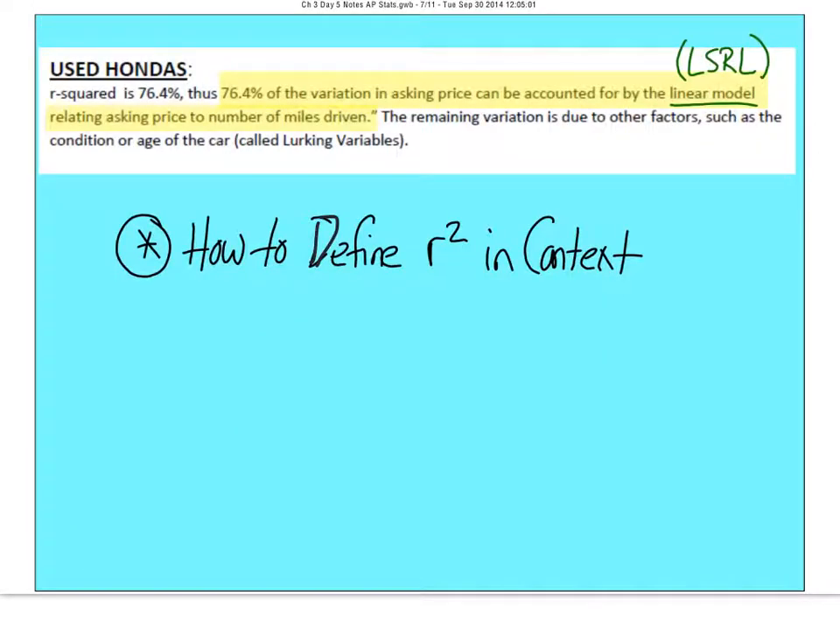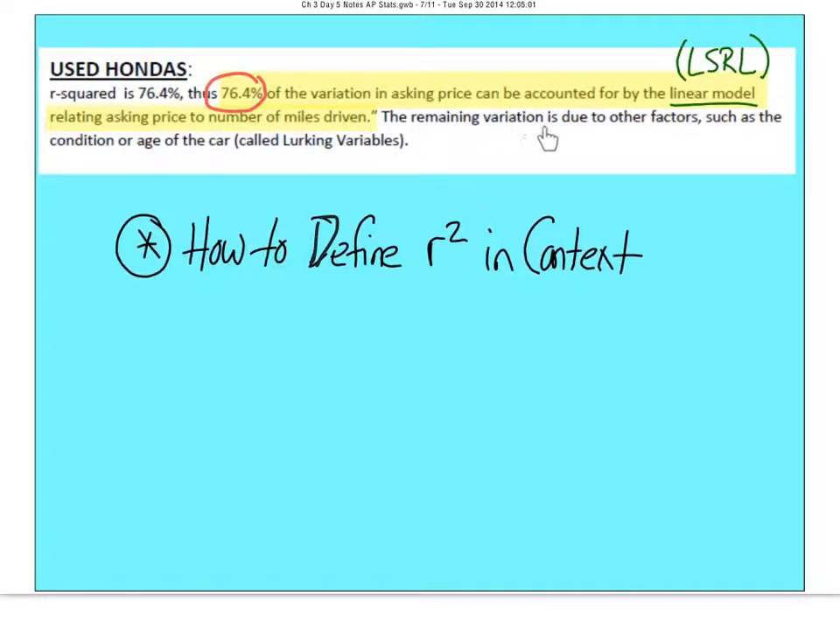So here's a good real life application: the used Hondas. If we take the r value, or the correlation, and we square it, we're going to get 76.4. What does 76.4% mean in context? A great way to say it is that 76.4% of the variation in asking price can be accounted for by the least squares regression model, which was used to relate asking price to the number of miles driven.